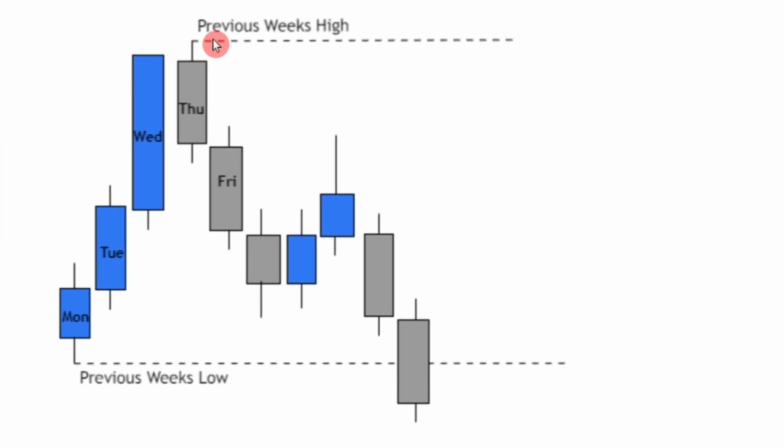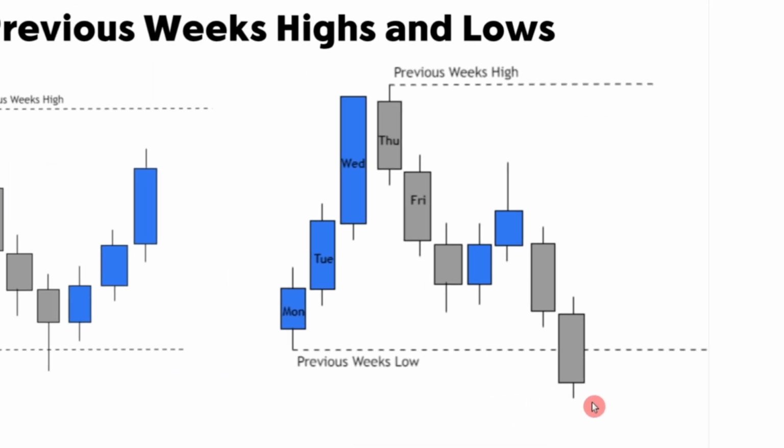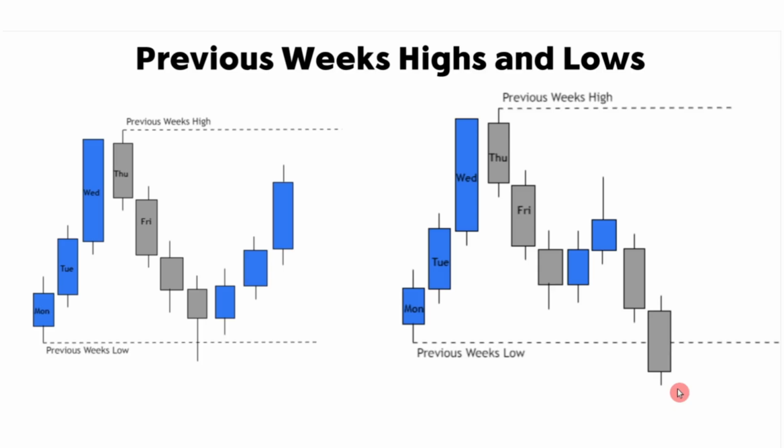Second, they can also act as a clear draw on liquidity. In some cases, price will return into premium or discount, react from a key area like an order block, and then move with intent towards the opposite side of the previous week's range. In that scenario, the prior week's high or low becomes the target. With that in mind, let's jump into the charts and look at a few examples.